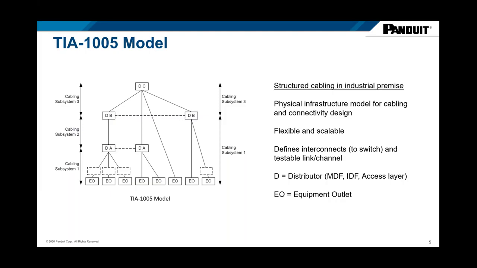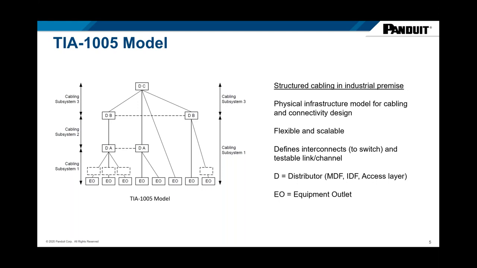Distributor C is the patching co-located with the actual network core equipment, and your distributor A would be your access layer switches. The cabling subsystems, the cabling connectivity, also start at the bottom and move up toward the network core. The links that connect the equipment outlet is called cabling subsystem 1, and then moving up you have subsystem 2 and subsystem 3 all the way up to the network core. So within the distributors are where the patching interconnects or cross connects occur.